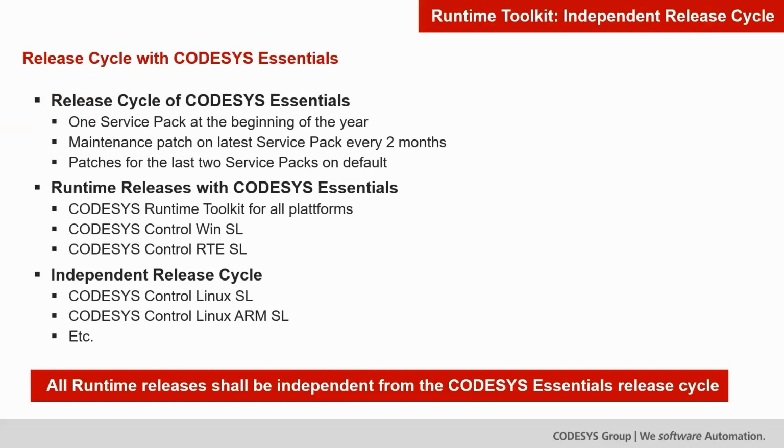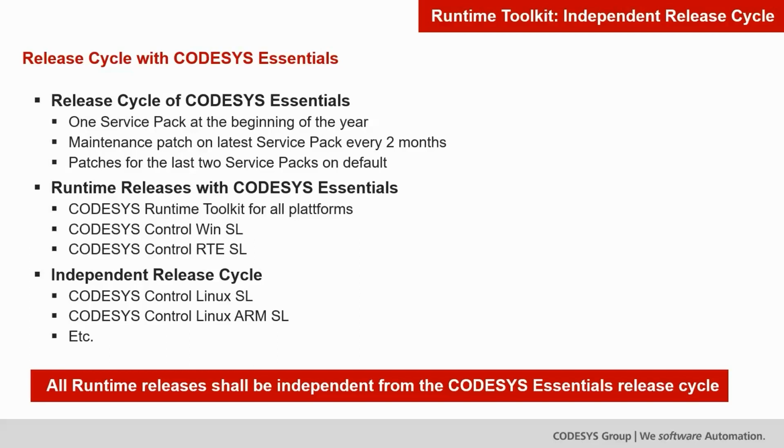What is the current situation? At the moment, the runtime system core is always released with the CODESYS Essential. That means we have one service pack a year. We have a patch every 2 months on that service pack, and we do that for the last 2 service packs. When I say that we release the runtime system, it means we release the runtime toolkit itself, which is the base for all platforms. And of course, we release the Control WinSL and the Control RTE-SL. So they are all bound to the CODESYS Essential release cycle.